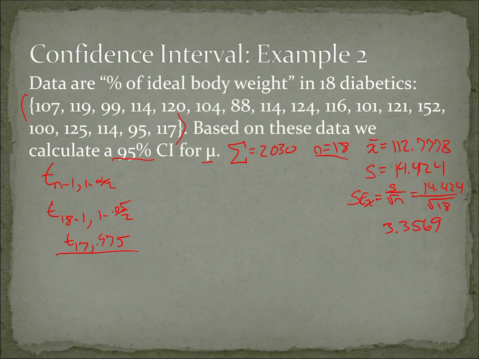So we want to find t, degrees of freedom 17, at 0.975 cumulative probability. You go to the back of the book and you look that up, you're going to find that the t-value is going to equal 2.110.